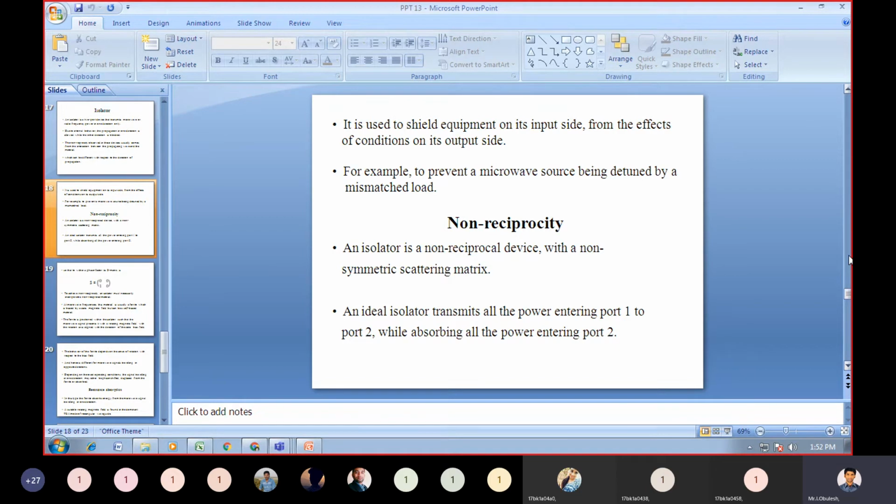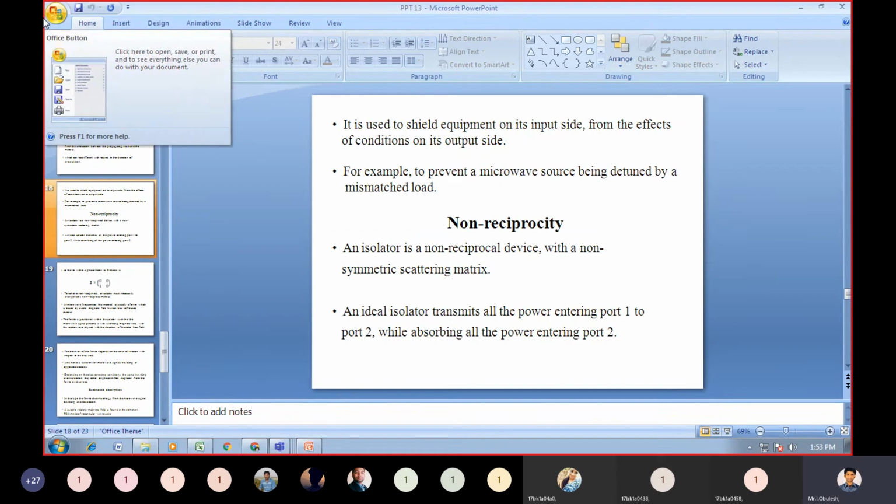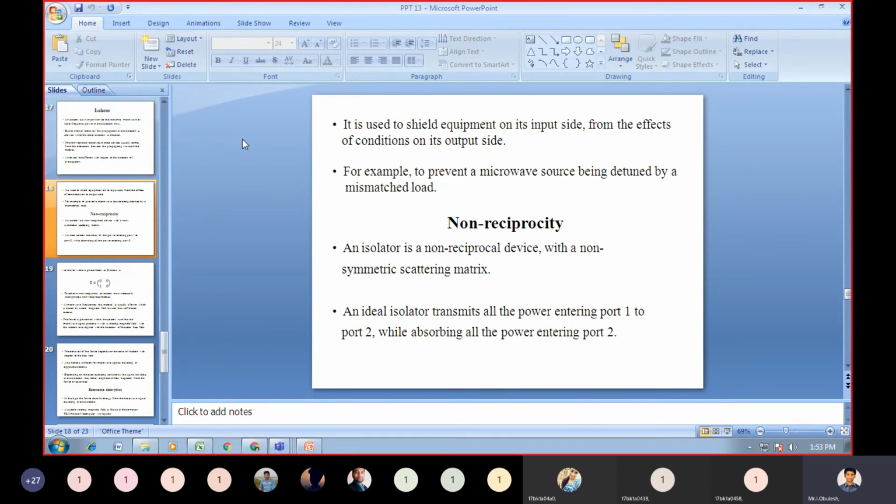The next one is, what is meant by non-reciprocity? An isolator is a non-reciprocal device, a non-reciprocal device with a non-symmetric scattering matrix.